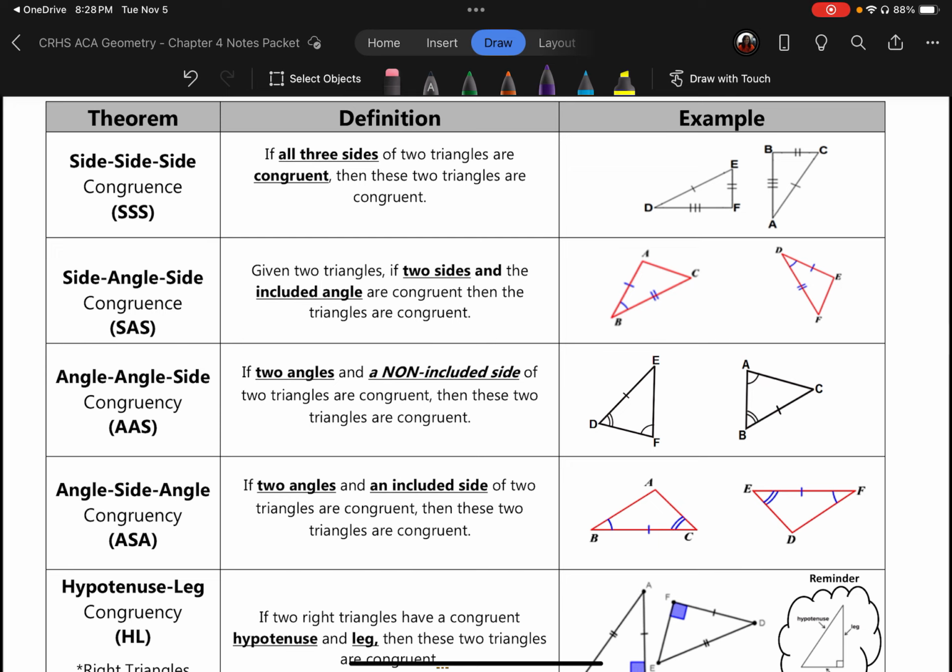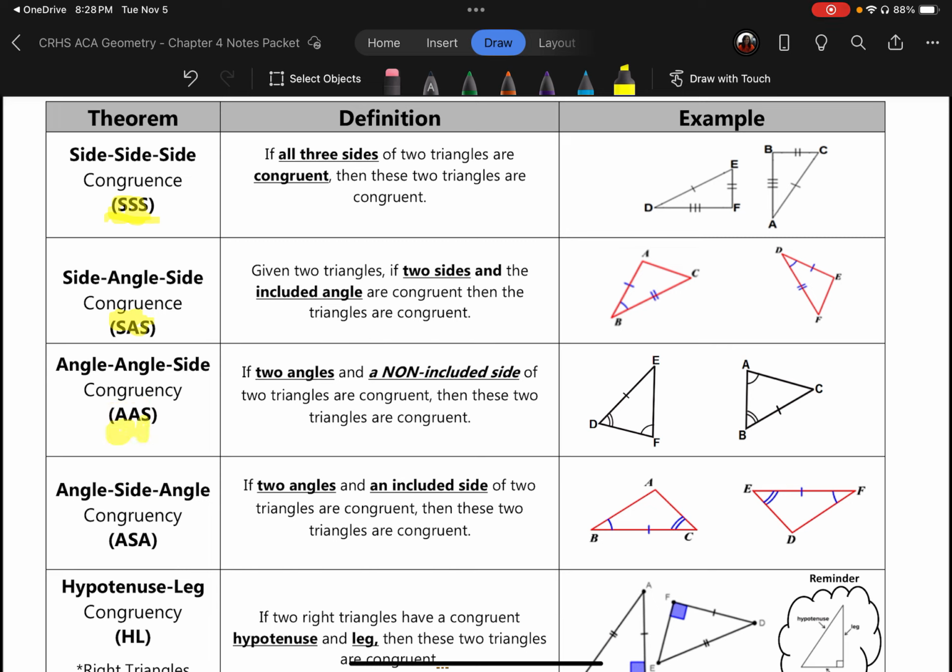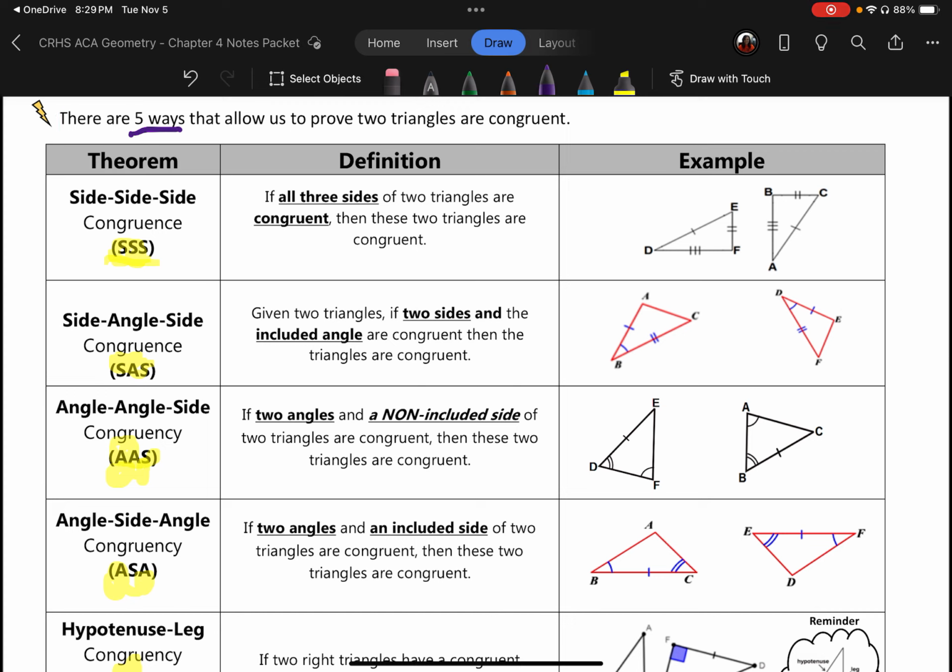So the 5 different ways I'm going to go ahead and highlight here, we have side, side, side congruence, we have side, angle, side, we have angle, angle, side, and we have angle, side, angle, along with HL. Those are the 5 different ways that we have to prove that two triangles are congruent. So to start off, the first one that we're going to look at is side, side, side congruence.